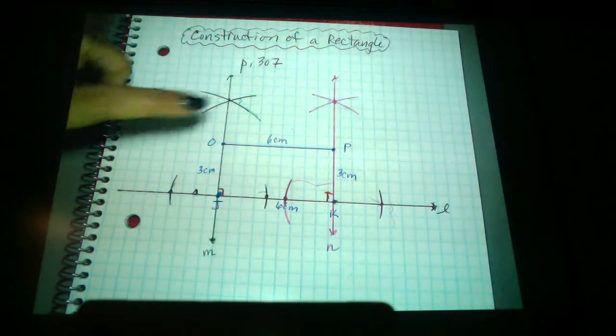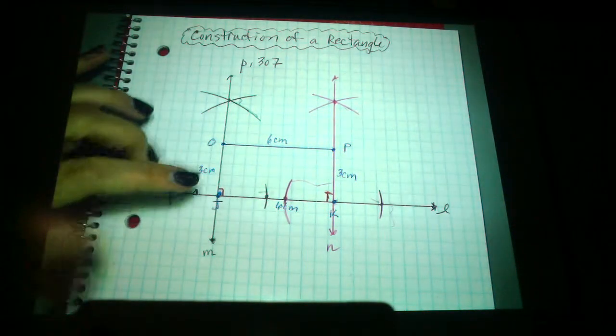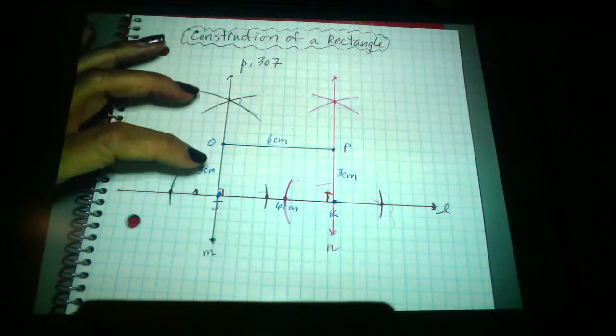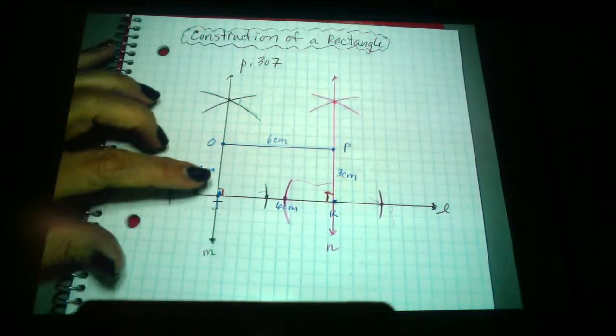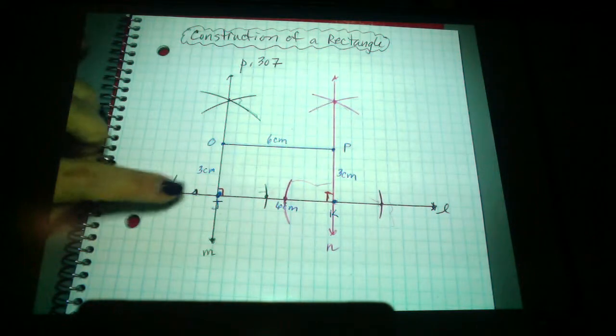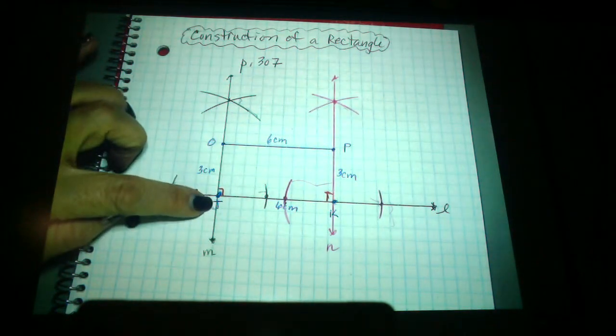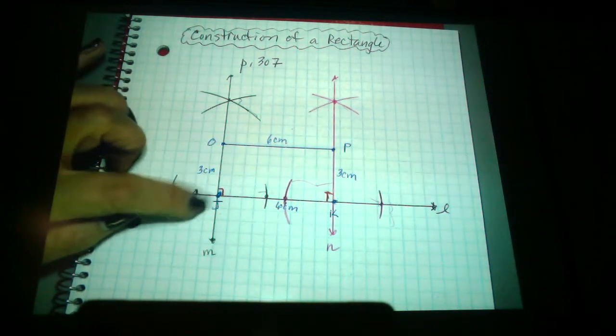So we have reviewed perpendicular lines, so there is a video online to review creating a perpendicular line from a point on the line. Okay, so that's what we just did here.